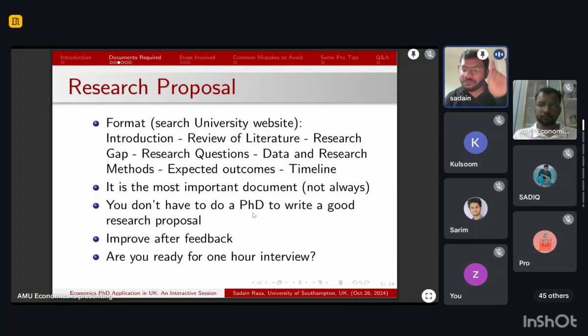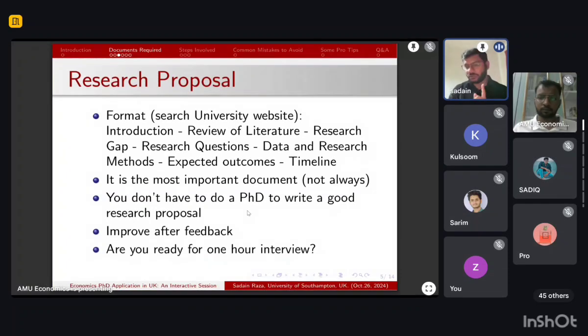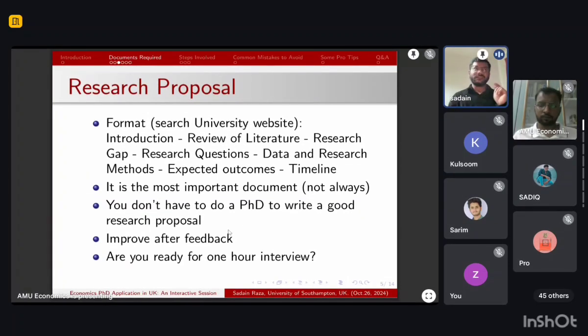In that, it can be the most important document, but not always. Why so? Because in the universities where you are applying for MRes, and you are not applying directly for PhD, in those universities you will do coursework for 2 years maybe, and in those 2 years you will be supposed to make a more professional research proposal.